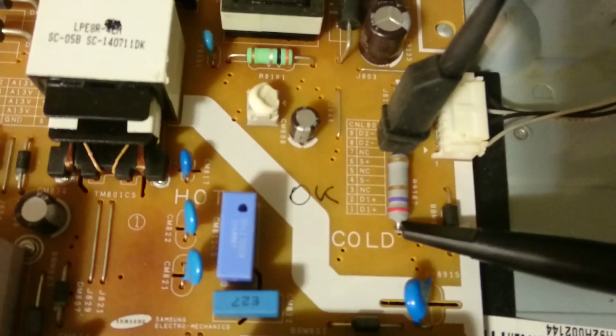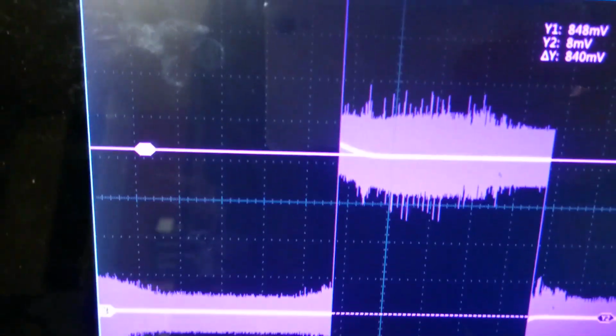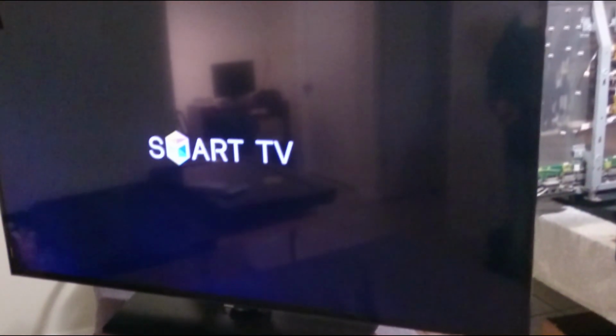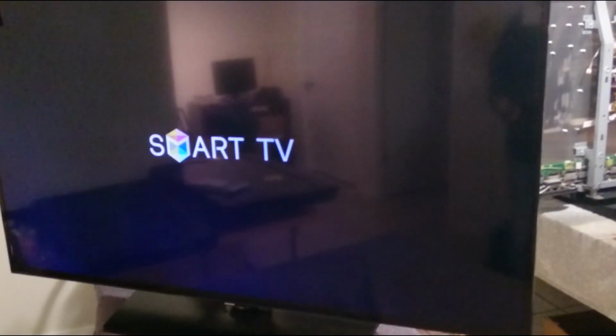And here, after replacing it with 2.7 ohm, it goes down to 310 milliamps. So now the TV is working, and if you feel like checking for shorted LEDs, have a look in the description. There's a link to a video of a fellow repair tech who did it.